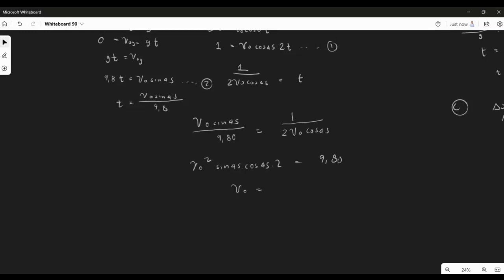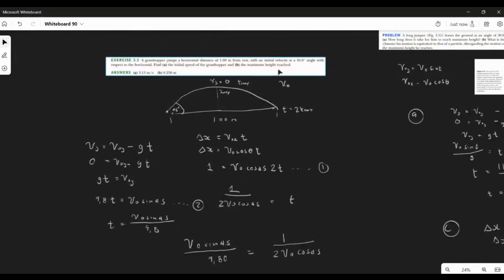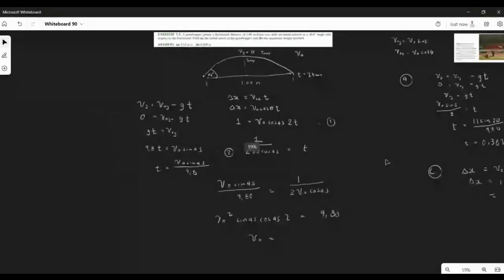That's not correct. The answer should be 3.13. Just check that out. Definitely not right. Yeah, it's 3.13. Charlie's got it. Perfect. And also find the maximum height reached. That is your job.